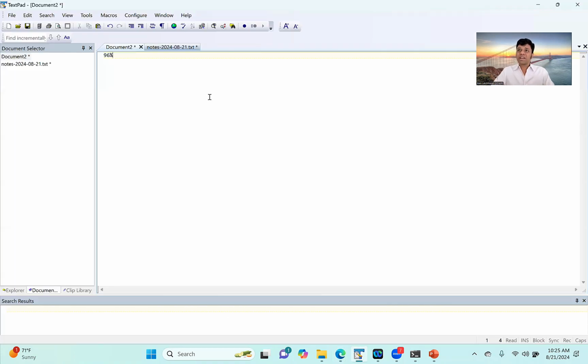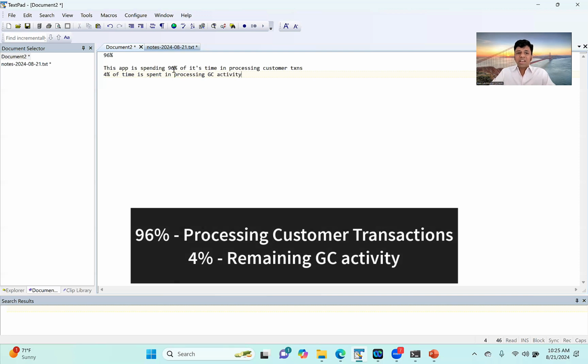When someone says GC throughput is 96%, what it means is this application is spending 96% of its time processing customer transactions. The remaining 4% of time is spent processing GC activity. So when someone says 96% throughput, it means your application is spending 96% of its runtime processing the customer transactions, and the remaining 4% on GC activity.